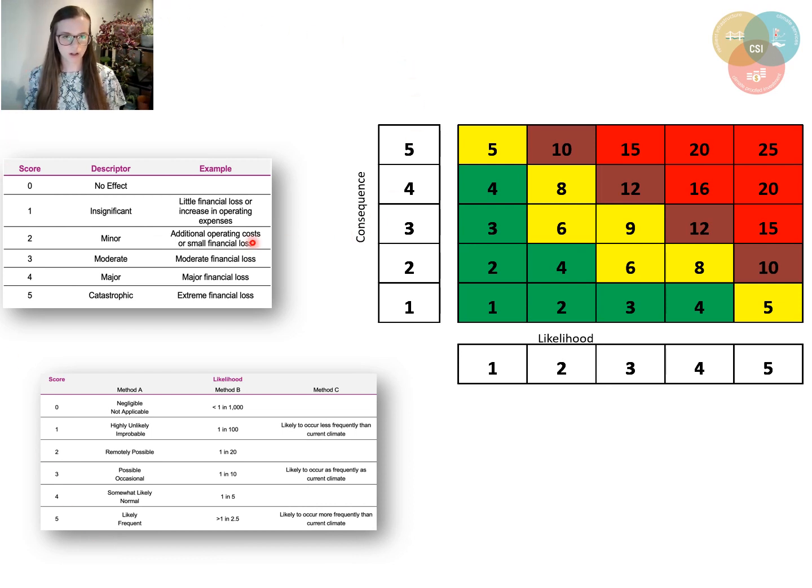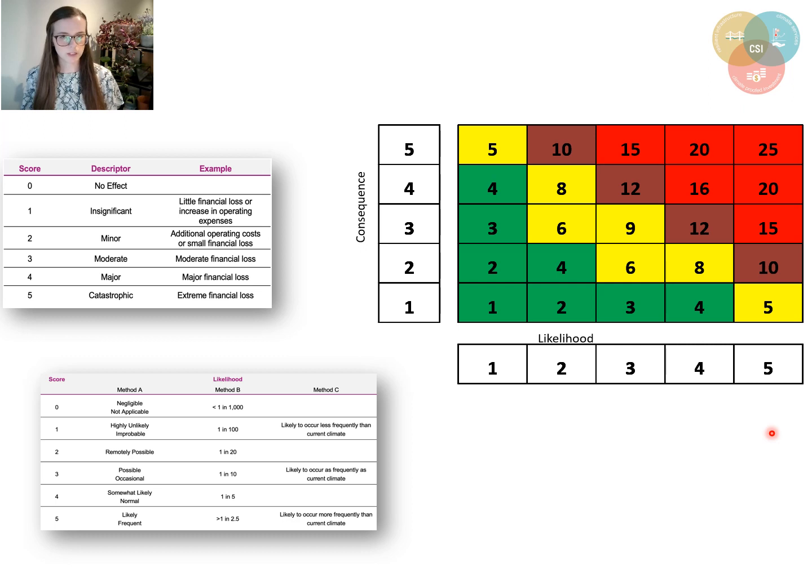So we have our consequence score, which can be something ranging from 1 to 5, where there's really no effect or an insignificant effect, all the way to something that could be catastrophic. So we would have extreme financial losses, impacts to the environment, impacts to public health and safety. So really thinking about that most extreme consequence. We then are thinking about the likelihood. So things that are highly improbable, all the way to something that could happen frequently.